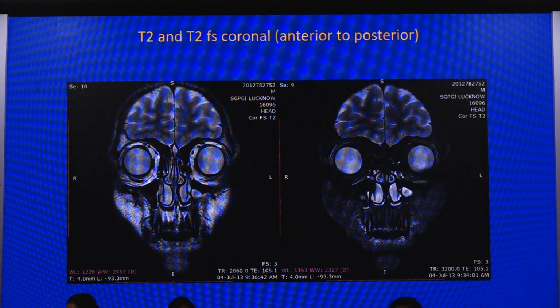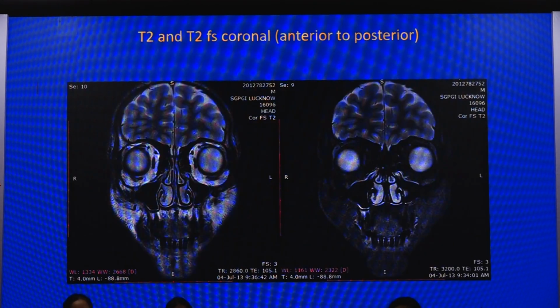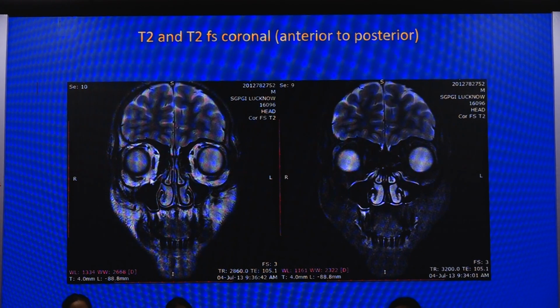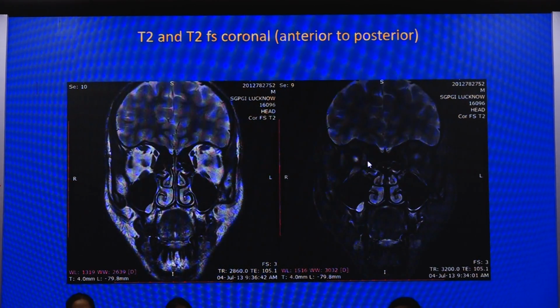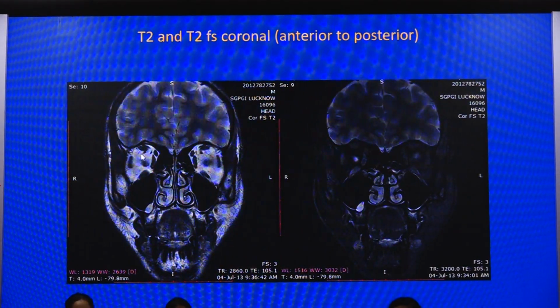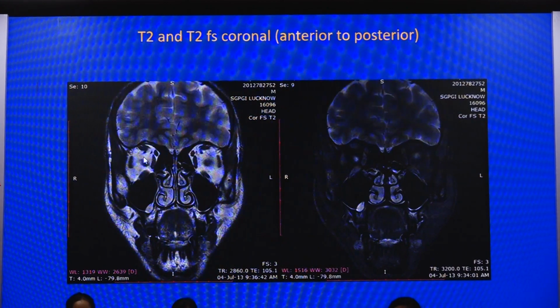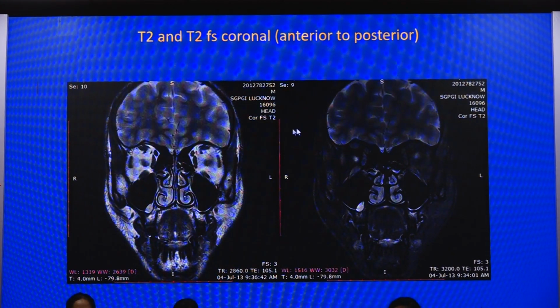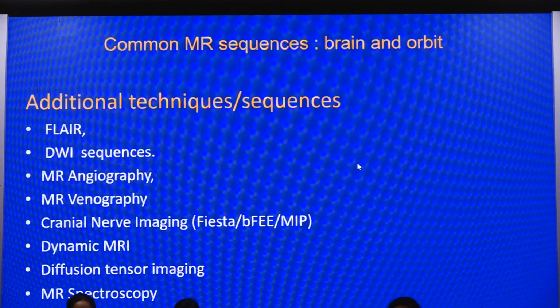So in the orbit, you have to suppress the fat. You can see very well over here, this is before, and this is now. The fat is saturated. The extraocular muscles are now becoming more prominent. Now this retro-orbital area, you can see the fat is not saturated. Here the fat is saturated, so the extraocular muscles are very well delineated.